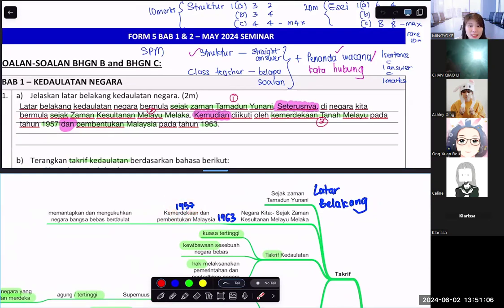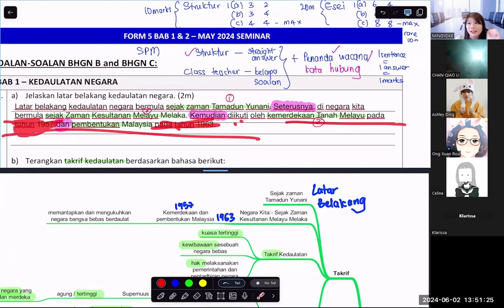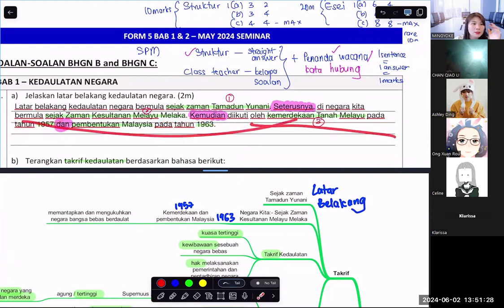It's not a full sentence. So when it's not a full sentence, I use half of the sentence, like kemerdekaan Tanah Melayu dan pembentukan Malaysia. Then it become 1 mark. Meaning if you like this, without the year, 1 mark only. But if you add in the year, 2 marks. As long as your answer is complete, you get full 1 mark. Answer not complete, you don't get full 1 mark.